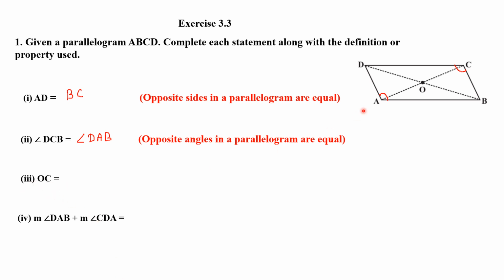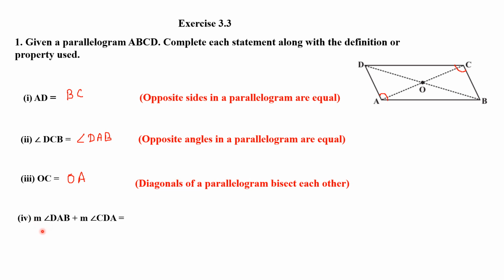Third one, OC. Now OC is a part of the diagonal AC. Okay, and we know that in a parallelogram the diagonals bisect each other. So OC will be equal to OA, and the reason is diagonals of a parallelogram bisect each other.